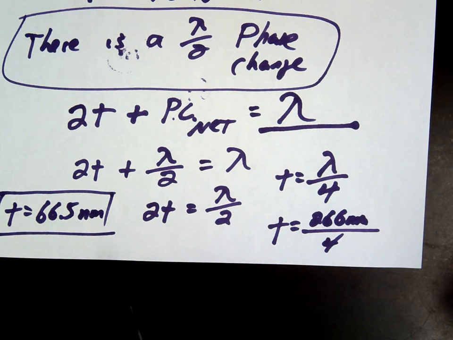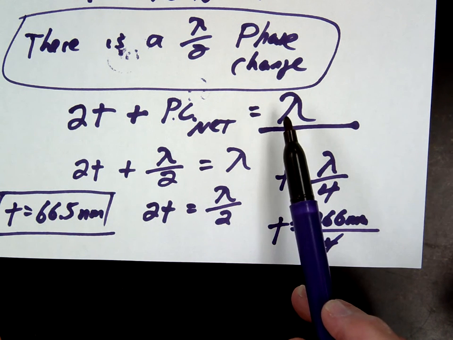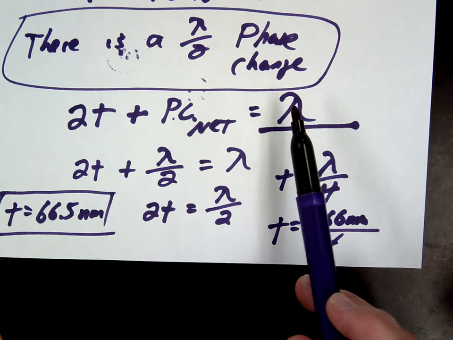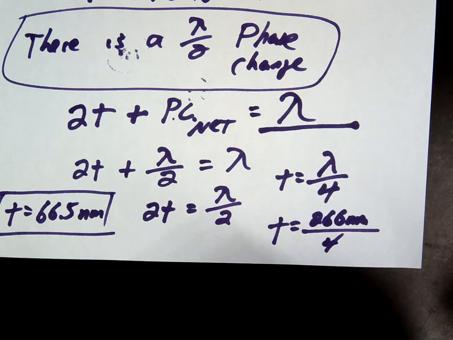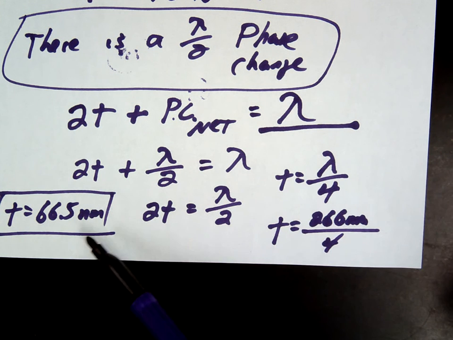Now is that the only coating thickness that would work? How else could we find it? 2 lambda, right. So 2 lambda would work, 3 lambda would work, etc., etc. They often ask for the minimum. So when you ask for the minimum, then that would be the minimum thickness.